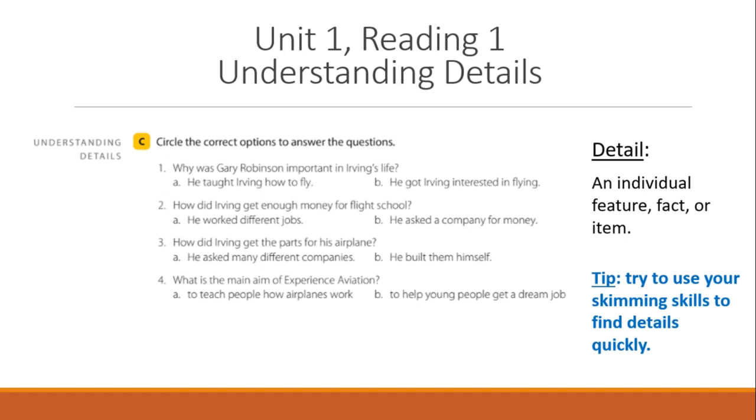Next, in C, again, more detail understanding of this reading. Here, a detail means an individual feature, fact, or item. There are 4 different details. So for details, you need to find specific individual information from the reading.